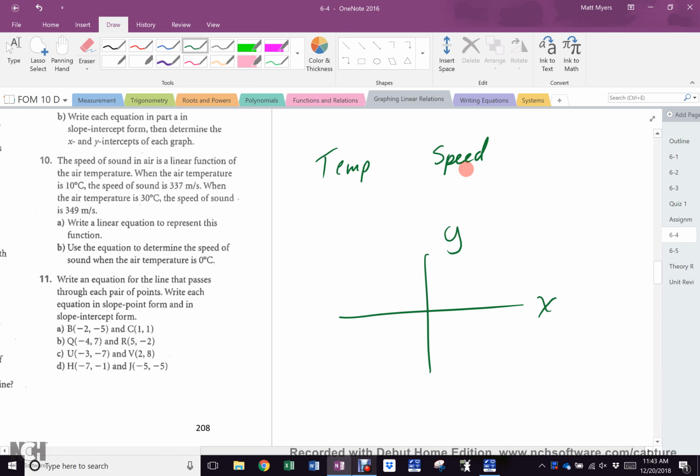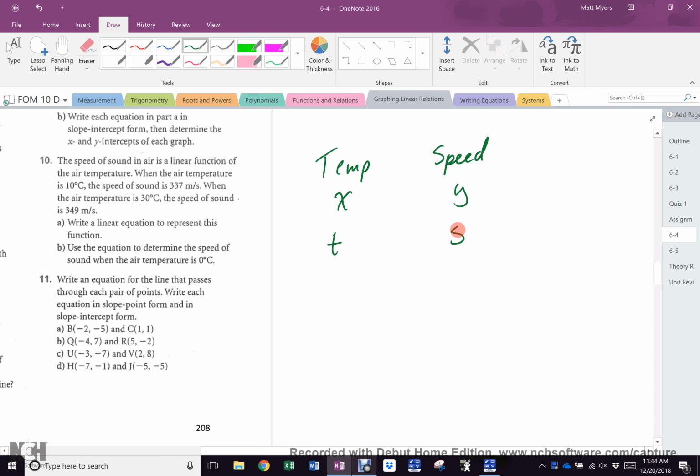Variable. So which of these two is the independent variable? Temperature. Because it says right there, the temperature changed, so the speed changed. So there's your x, there's your y, yes? But instead of x and y, you might use t and s for speed, correct?